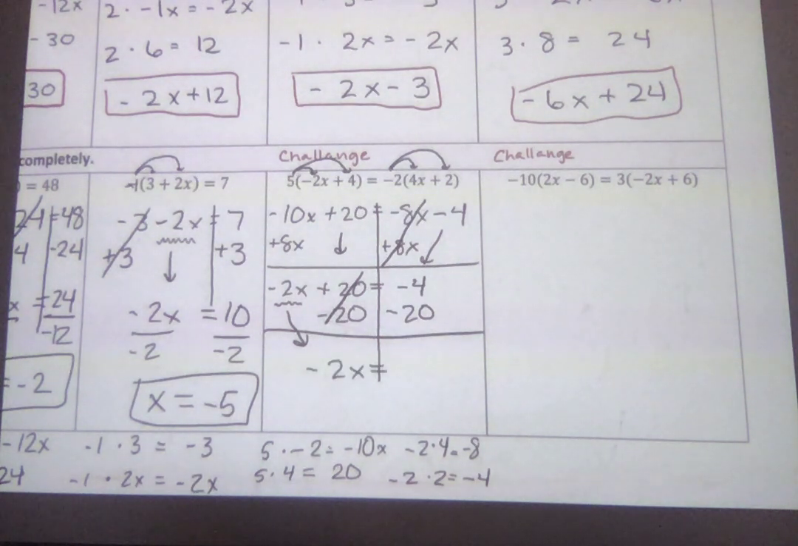And I have negative 4 minus 20, which should get me negative 24. My last step to get x by itself is to divide by negative 2 on both sides. Negative 24 divided by negative 2 should get you a positive 12, and there's your answer. That's correct. So again, we distributed on both sides, we moved our x's to one side, and then we solved like a normal two-step equation.